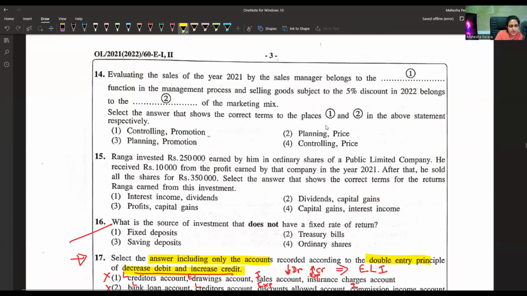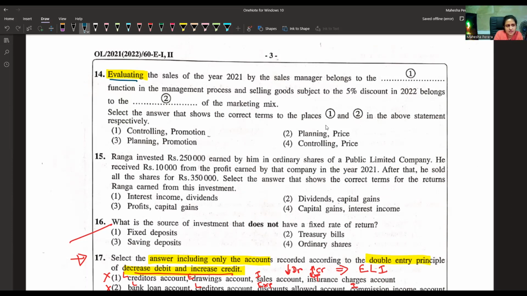Evaluating the sales of the year 2021 by the sales manager belongs to evaluating. If a verb like that comes, definitely we are talking about controlling. Learn it. We usually look at verbs to predict management functions. Example, deciding means planning. Hiring employees or recruiting employees is organizing. Purchasing assets is organizing. Evaluating something like sales targets or sales figures is definitely controlling.